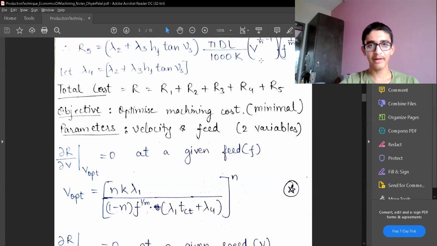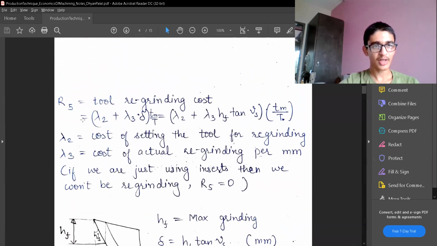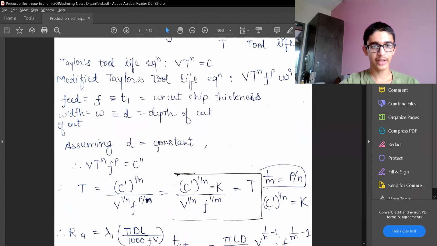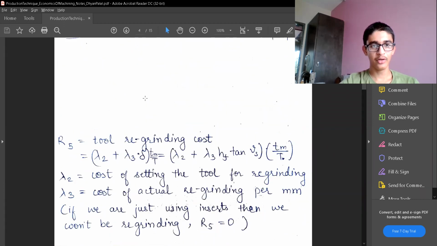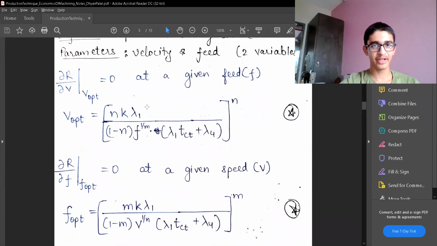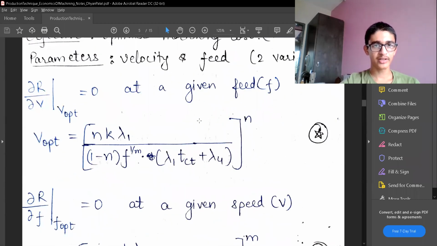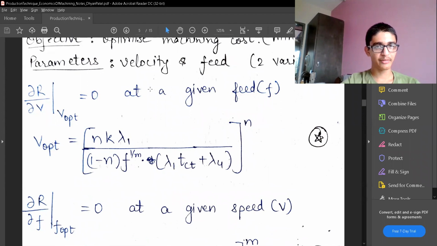The only parameters left are velocity and feed in all the expressions for R, that are R1, R2, R3, R4, R5. All the expressions have only these parameters V and F, which are unknown, or they are the parameters we set while we do the machining. So let's look at them. Those are the two variables. We want to optimize and get the values of those two variables, which will give me optimized machining cost or minimum machining cost.